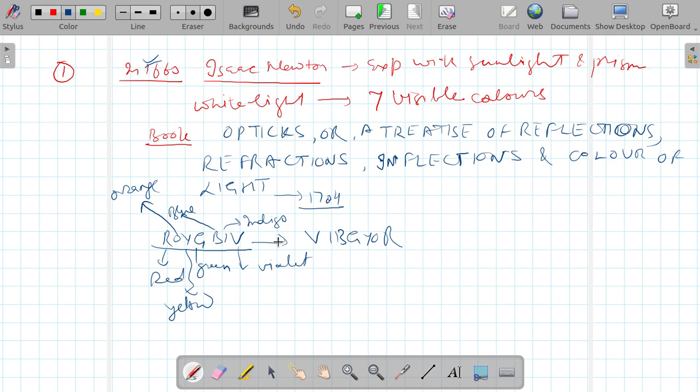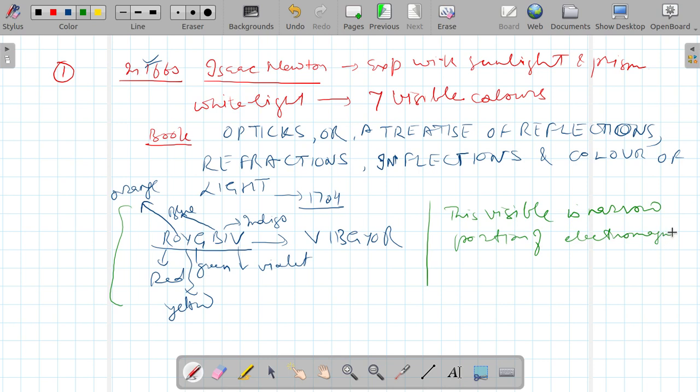And later on it was observed that this visible spectrum, means the visible spectrum is this one, this is visible to our eyes. This visible spectrum is a very narrow portion of the electromagnetic spectrum, and we can only visualize the visible region of the electromagnetic spectrum, and rest we cannot identify.